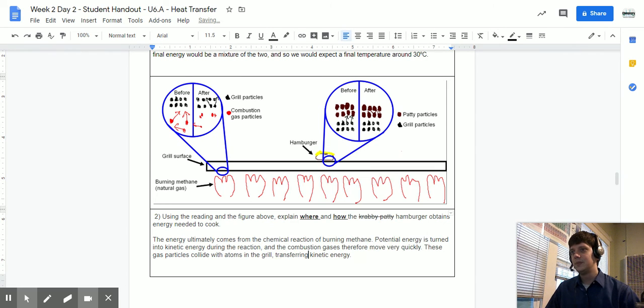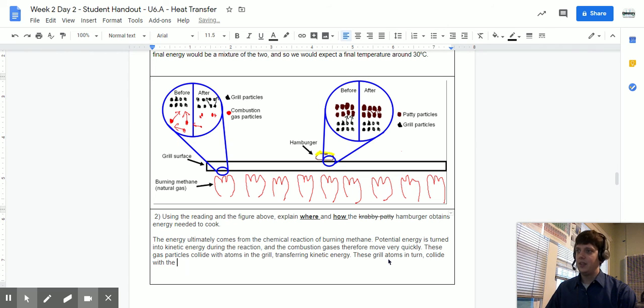Typo. These grill atoms, in turn, collide with the hamburger patty molecules, transferring kinetic energy and therefore heat, cooking the patty.